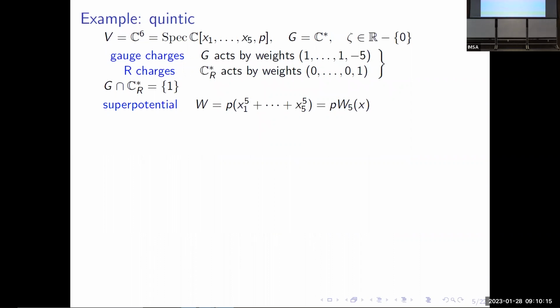Okay, the first example is the quintic example. So V is C^6 with coordinates x1 to x5 and P. The gauge group is just C star, so there's only one Kähler parameter. The gauge group acts by weights 1, 1, 1, 1, 1, minus 5, and C star R only acts on P. The superpotential is P times the Fermat quintic polynomial in 5 variables.